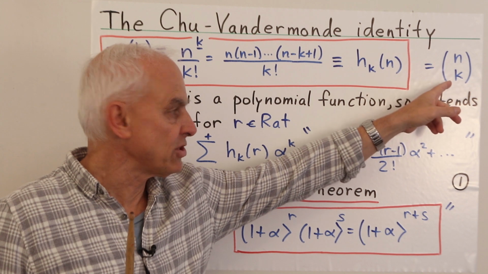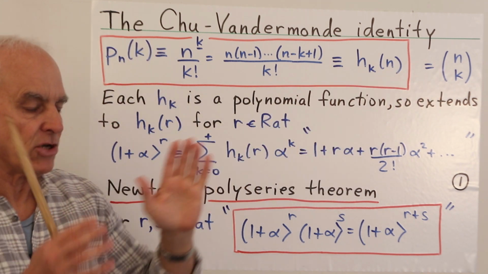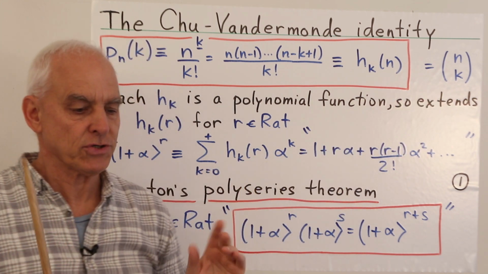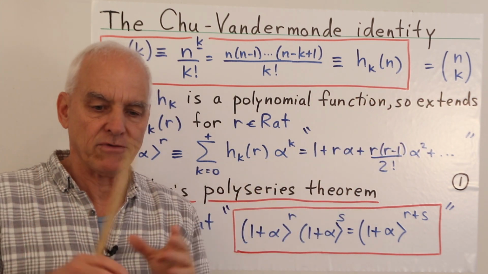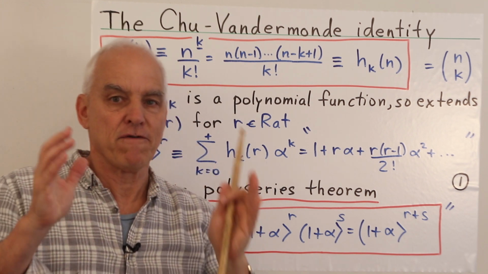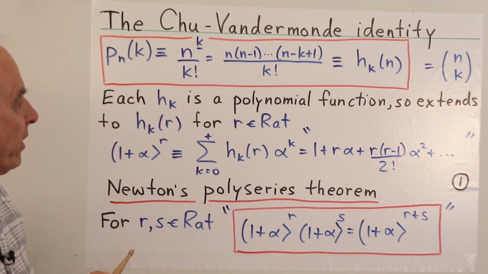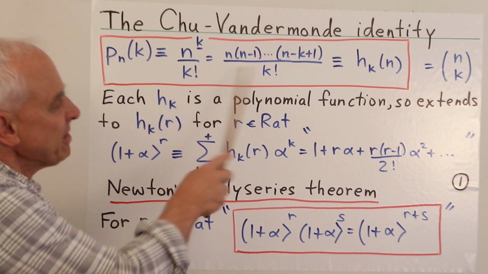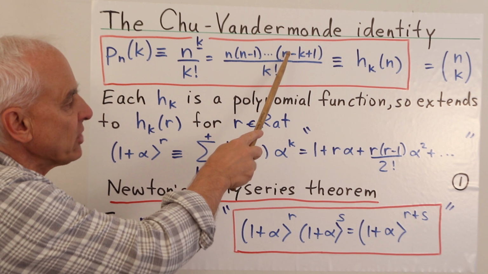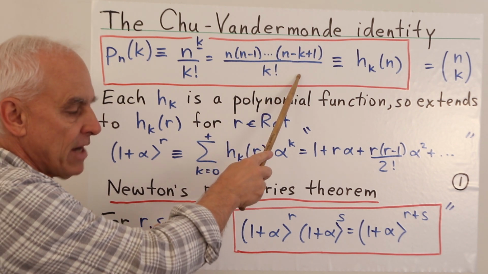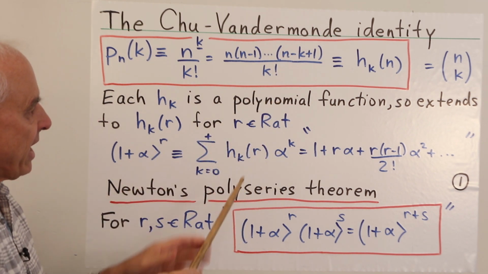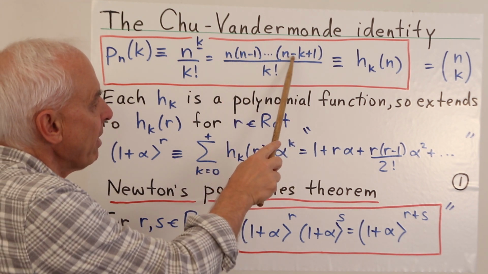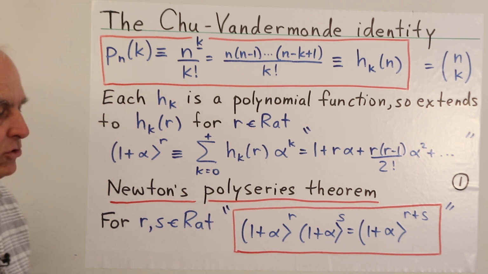So n choose k. Combinatorially, if n and k are positive integers, then this is counting the number of ways of choosing k things from n. And the formula for it is this one here. Sometimes it's expressed as n factorial divided by k factorial times (n minus k) factorial, but you can do some cancellation and write it like this. So it's n times n minus 1 all the way to n minus k plus 1, all over k factorial.